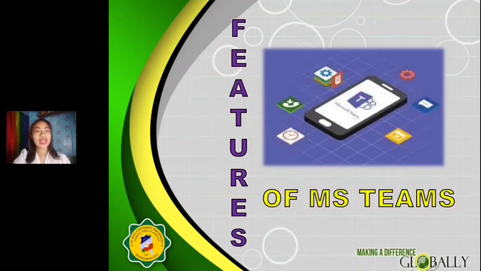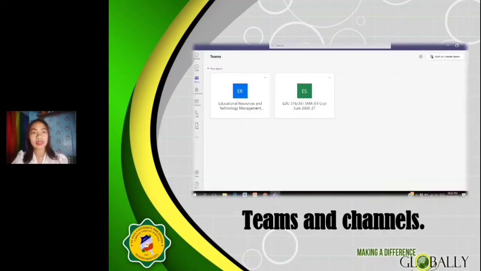Aside from that, here are the features of MS Teams. Firstly, we have teams and channels. As you can see on your screen, I belong to two teams. Teams are made up of channels, which are conversation boards between teammates. So that's teams and channels.